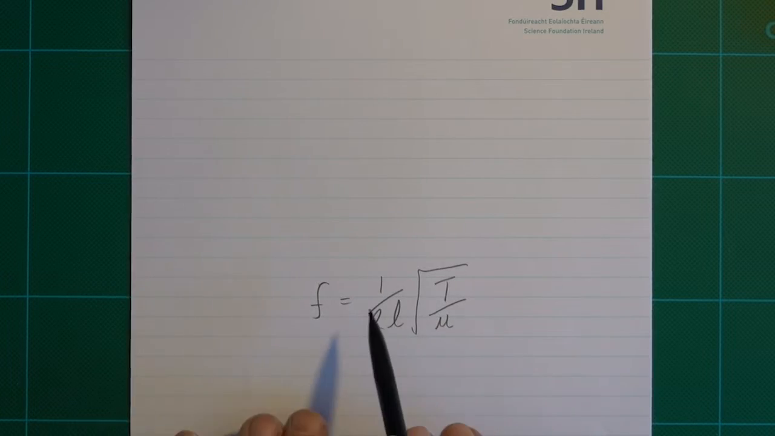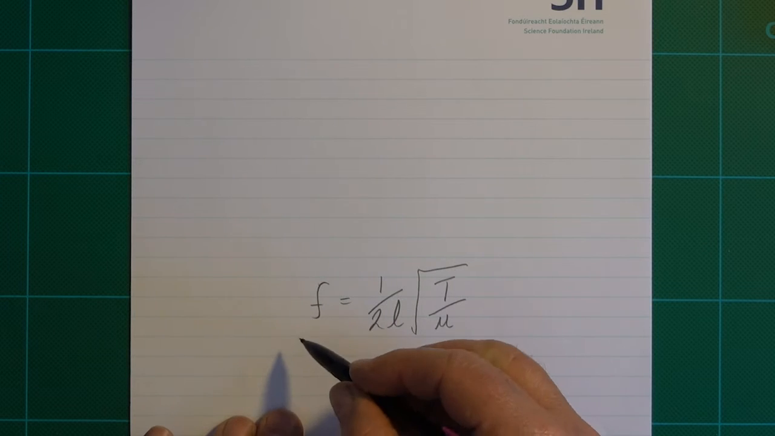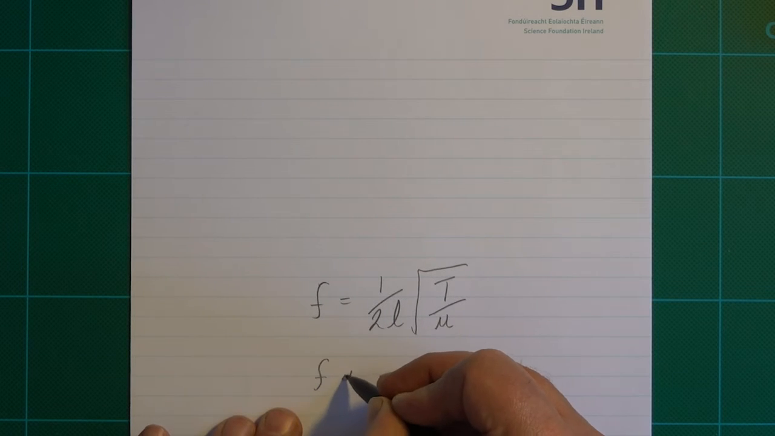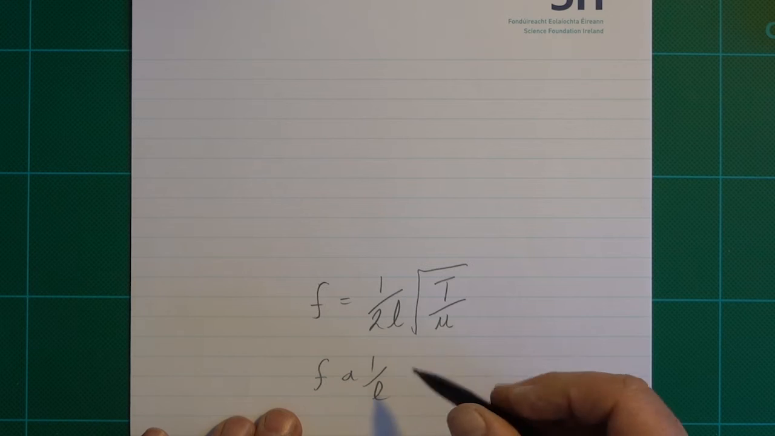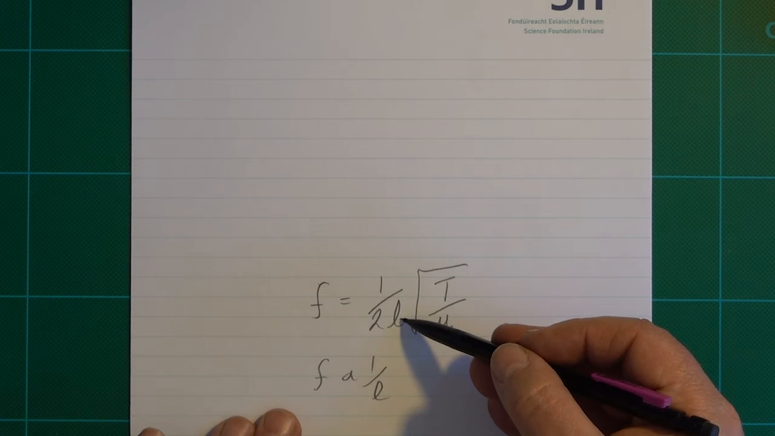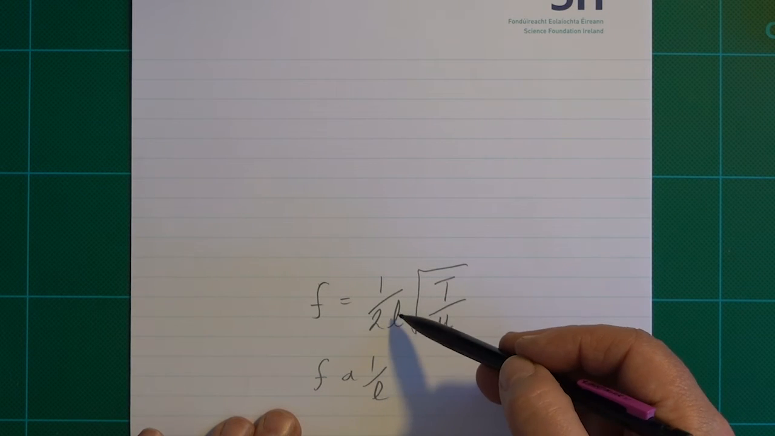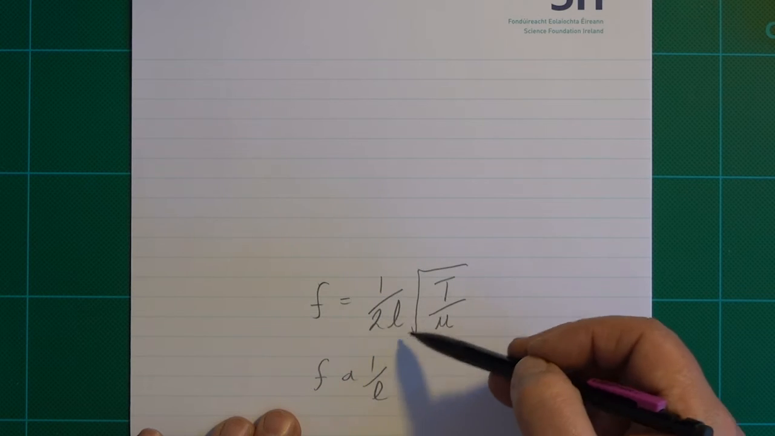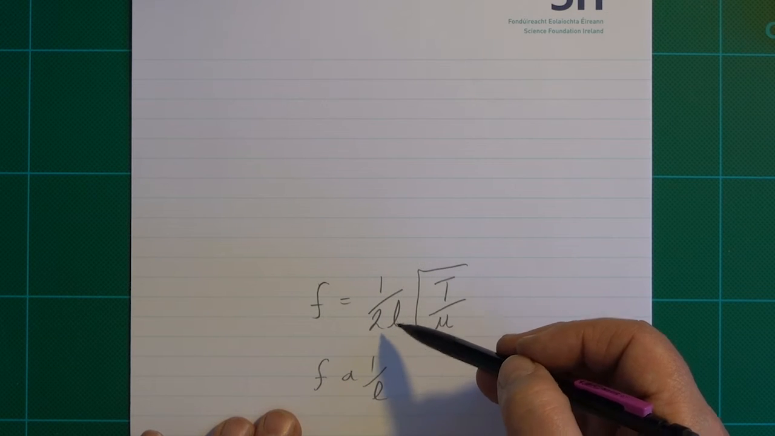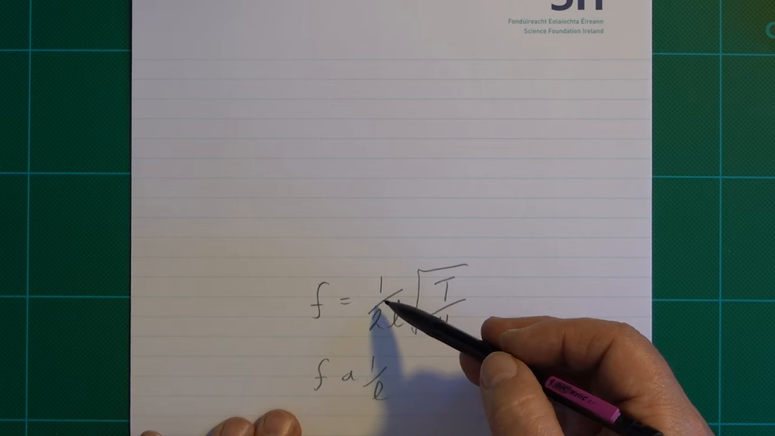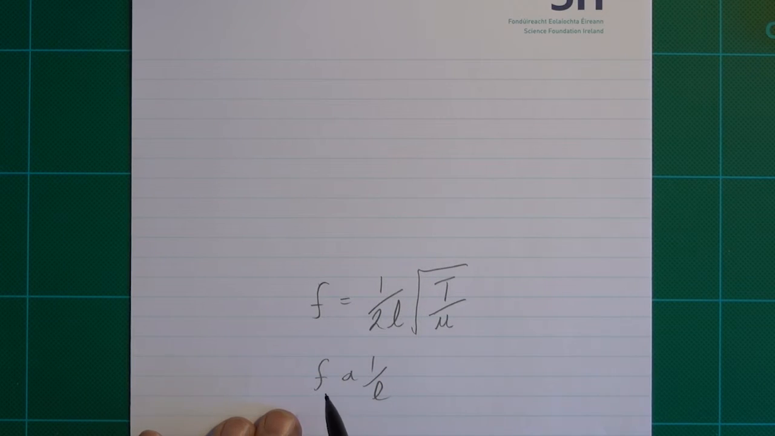So what does the frequency depend on then? We can see the frequency will be inversely proportional to the length. Why? Because length is underneath here. Therefore, if this gets bigger, the fraction gets smaller, because if the number underneath the line gets bigger, the whole fraction is a smaller number. Therefore, the frequency will be smaller. So frequency is inversely proportional to length.